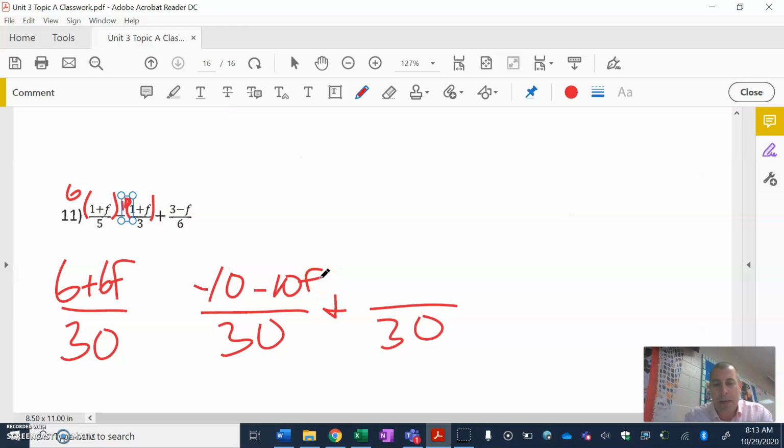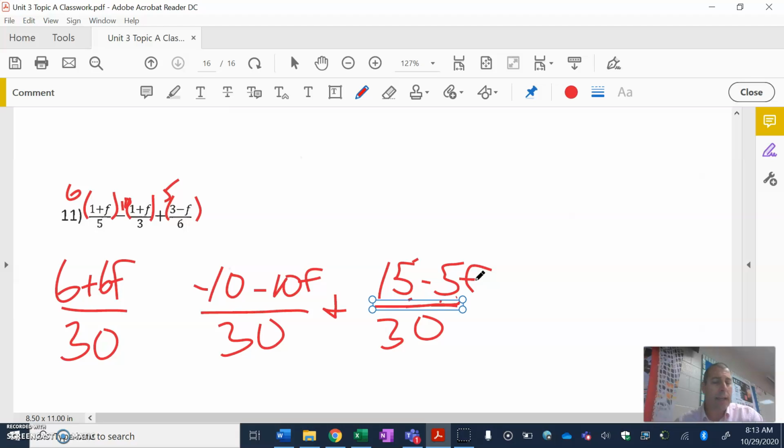And then the last one, I've got to multiply by 5. So I've got to multiply all of this by 5. 5 times 3 is, oh my God, let's try that again. Rewind. 5 times 3 is a 15. 5 times an F, 5F. All right. So now we're combining like terms.